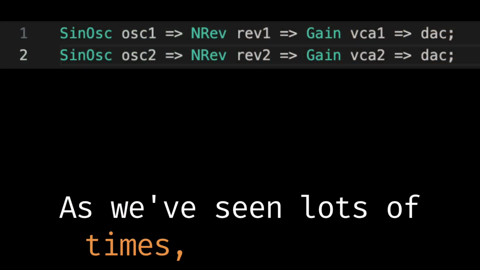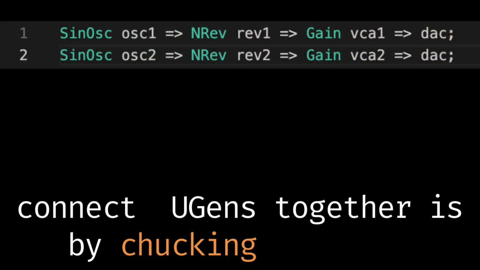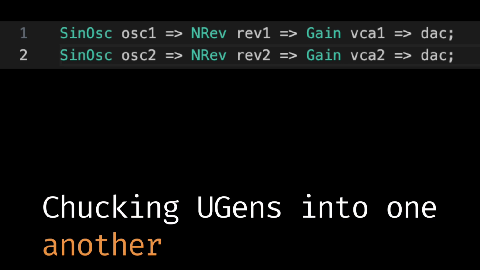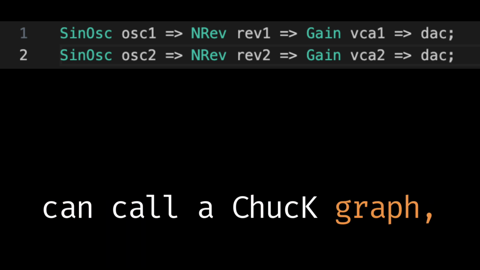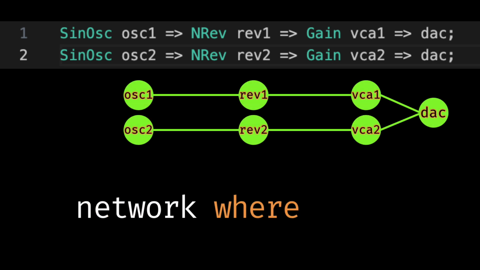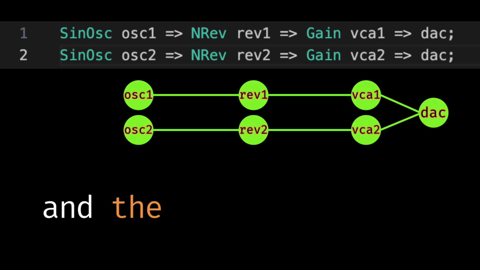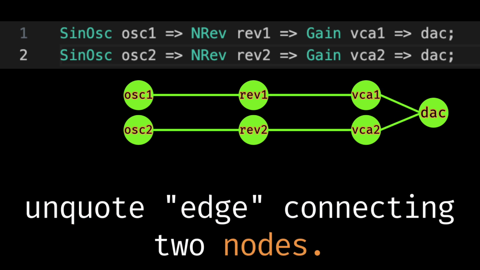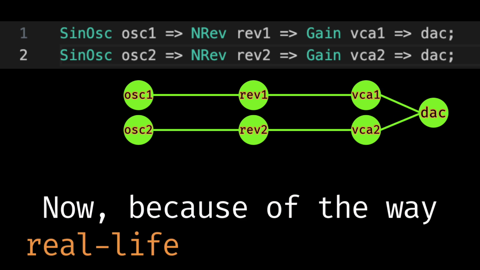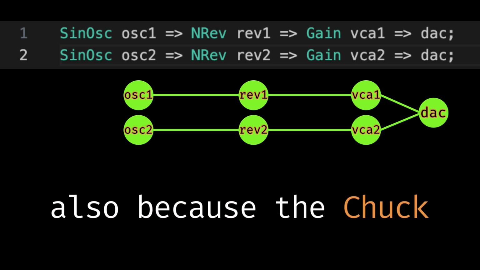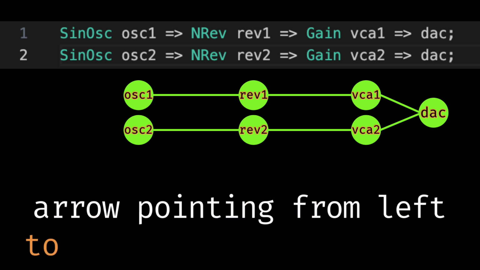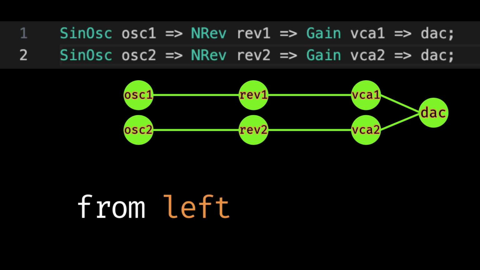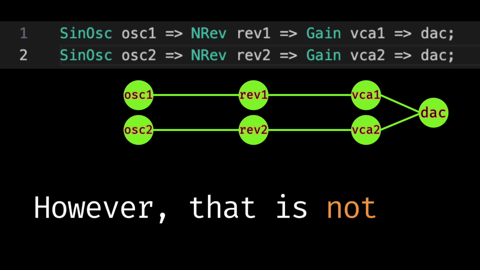As we've seen lots of times, the way you connect UGens together is by chucking one into another, like so. Chucking UGens into one another creates what we can call a ChucK graph, which is essentially a network where quote-unquote nodes are UGens, and the ChucK operator is how we create a quote-unquote edge connecting two nodes. Now, because of the way real-life cables work, and also because the ChucK operator looks like an arrow pointing from left to right, it's natural to assume that data gets pushed along this graph from left to right. However, that is not the case.